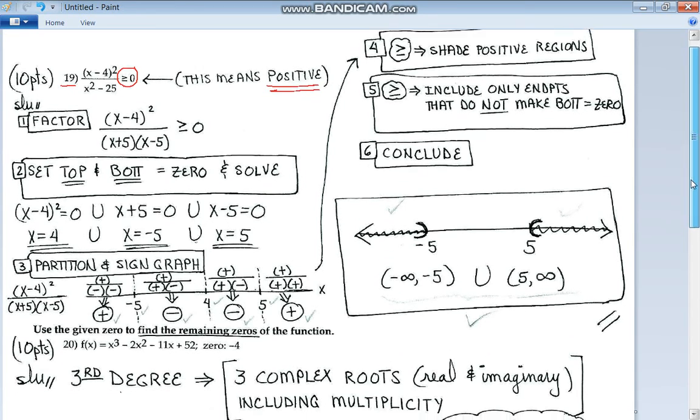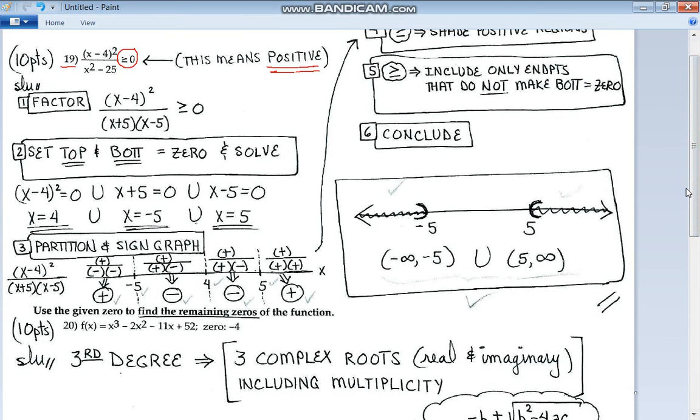and we have to use the same instructions as the previous page, which means we have to do a sign graph. We're going to shade regions of the sign graph that are positive. So we're going to factor the top and bottom, set the top and the bottom equal to 0, not greater than or less than, but equal to 0. And we're going to solve each of those to get our critical numbers.